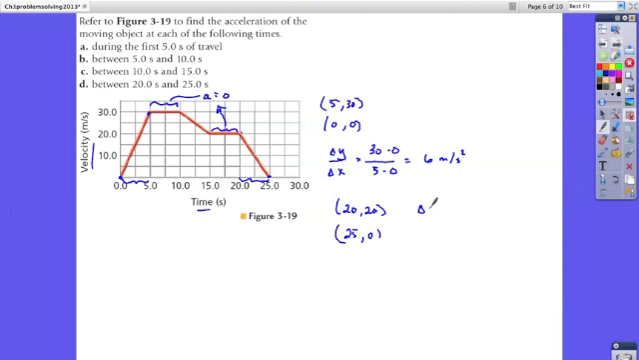So if I want to find slope, change in y over change in x, that's going to be 0 minus 20 over 25 minus 20. Zero minus 20 is negative 20. 25 minus 20 is 5. 5 goes into 20 4 times, so the acceleration is negative 4 meters per second squared. So a positive slope indicates a positive acceleration, and a negative slope indicates a negative acceleration.